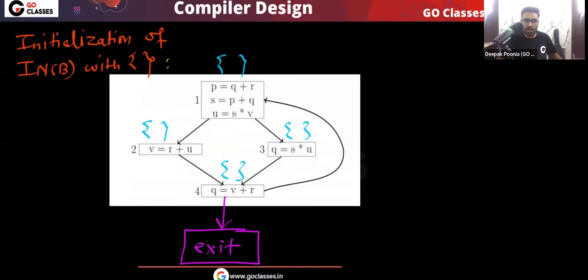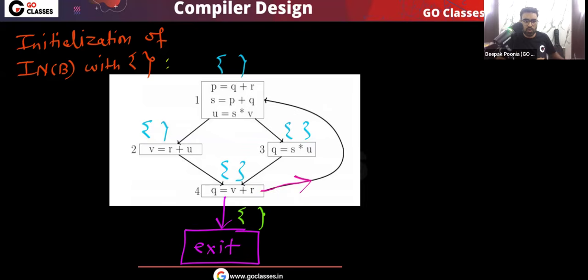Now remember in this question it is not given which variables are alive at the exit node. So when it is not given, I told you to assume that no variable is alive. So at the exit node we have the empty set. That's it, very simple. Now remember there are two outgoing edges from basic block 4. You can see this outgoing edge is there and this outgoing edge is also there. Very simple.